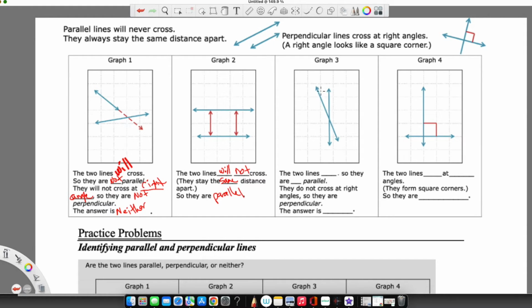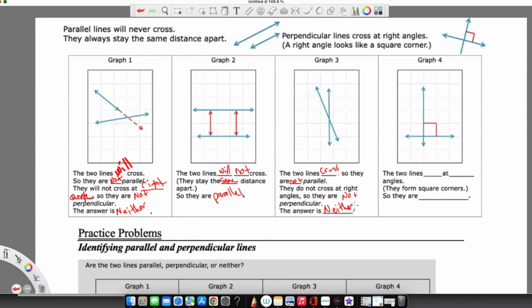Here, the two lines cross, so we can see it. It's not that they will cross like these ones. They do cross. We see it. So they are not parallel because that breaks that first rule. And they do not cross at right angles. So they are not perpendicular. So the answer again here is neither.